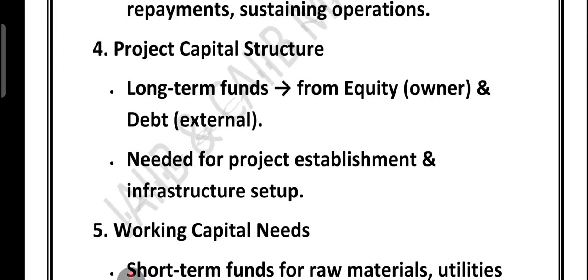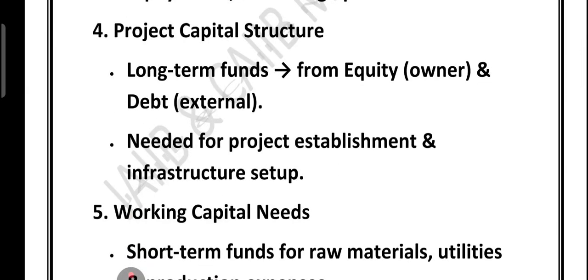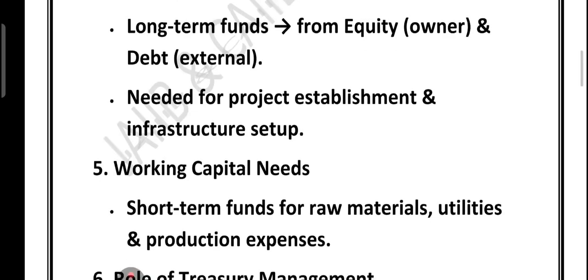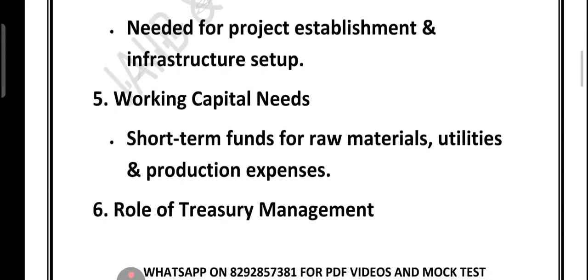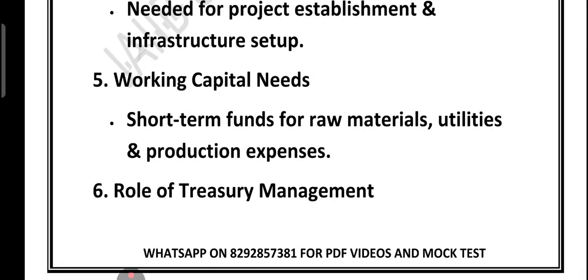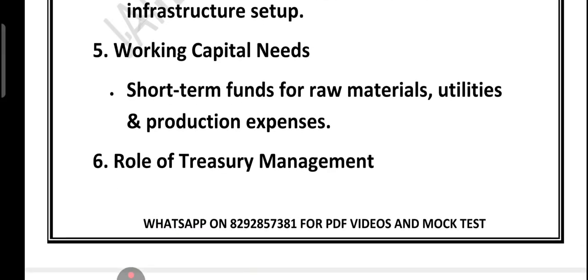Now friends, long-term funds are sourced from either equity, which means owner's capital, or debt, which means borrowed capital. Right. So from where can we source the long-term fund? Either we have equity or we have debt. They are required for infrastructure creation and project setup. If you look at the working capital need, these are the short-term funds which are used for raw material, utilities and wages and day-to-day production cost.